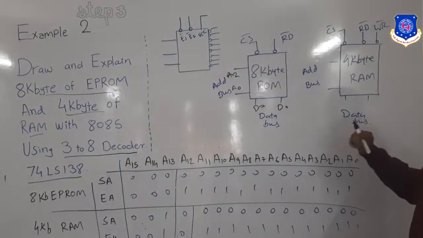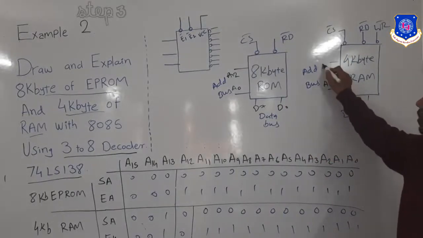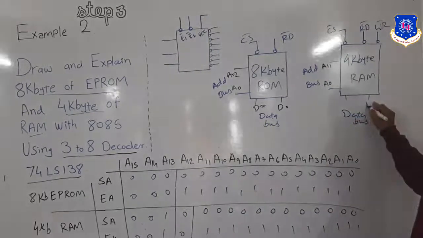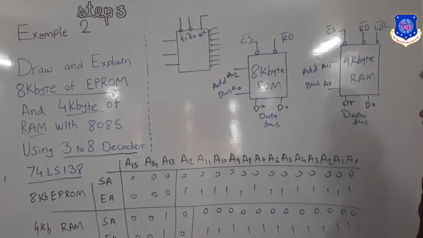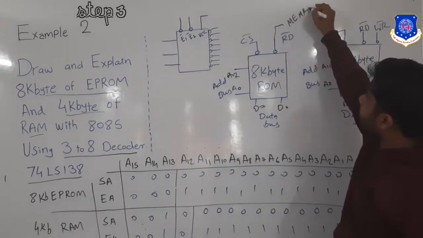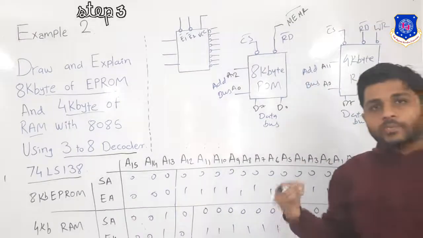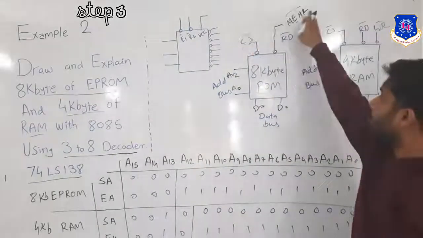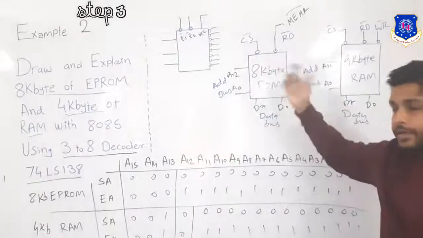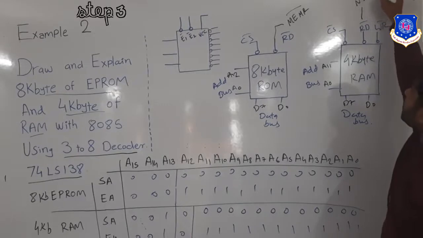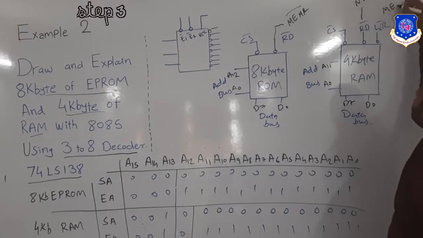What will be the address lines required for the 4K byte? It will be A0 to A11. You can see that A0 to A11 and D0 to D7 for the data bus. What is the control signal required here? Memory read. It means that the memory read control signal which is coming out of the microprocessor should be connected to here. So when the processor sends the memory read control signal, this memory will be read. Here two control signals will be connected, the memory read as well as memory write.